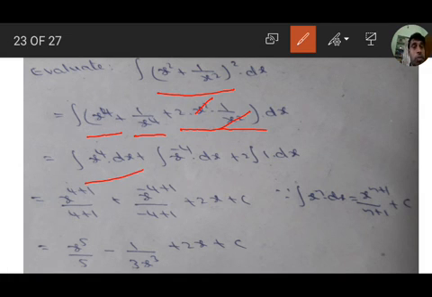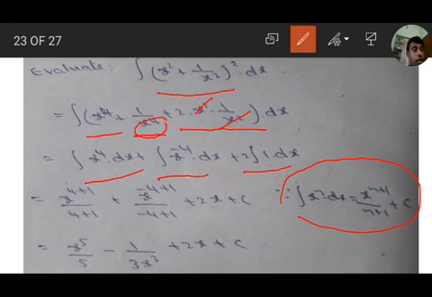Integration of x to the power of 4 dx, integration of, if it goes to the numerator, x to the power of minus 4 dx, and 2 is outside, integration of 1 into dx. The x to the power of n formula: integration of x to the power of n is x to the power of n plus 1 by n plus 1 plus c.